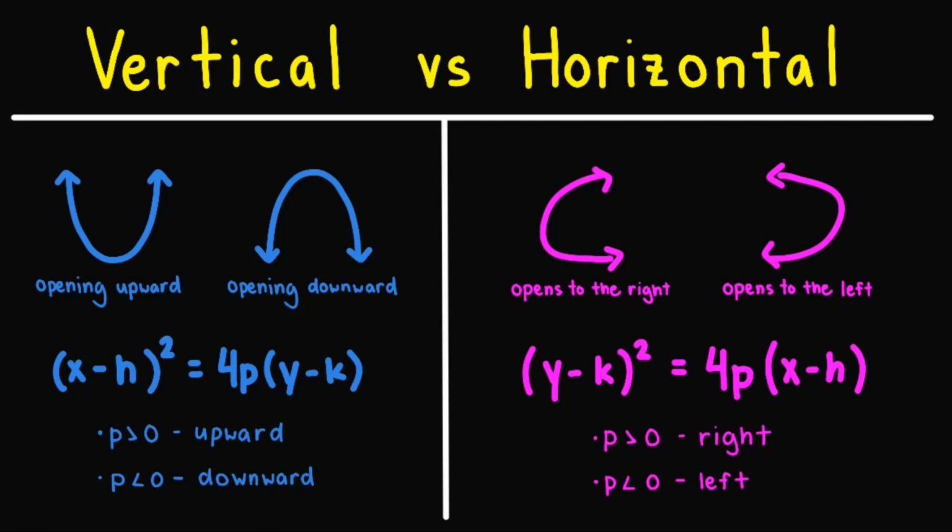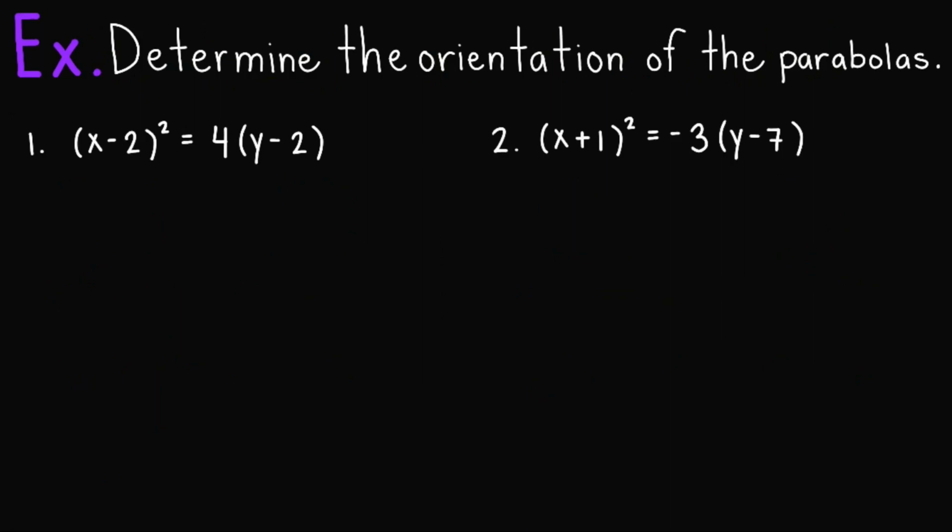Okay, good. So let us start with some examples. In here, we are tasked to determine the orientation of the parabolas. So we have this first equation and this second equation. Before we start, feel free to pause the video so that you may try this on your own.